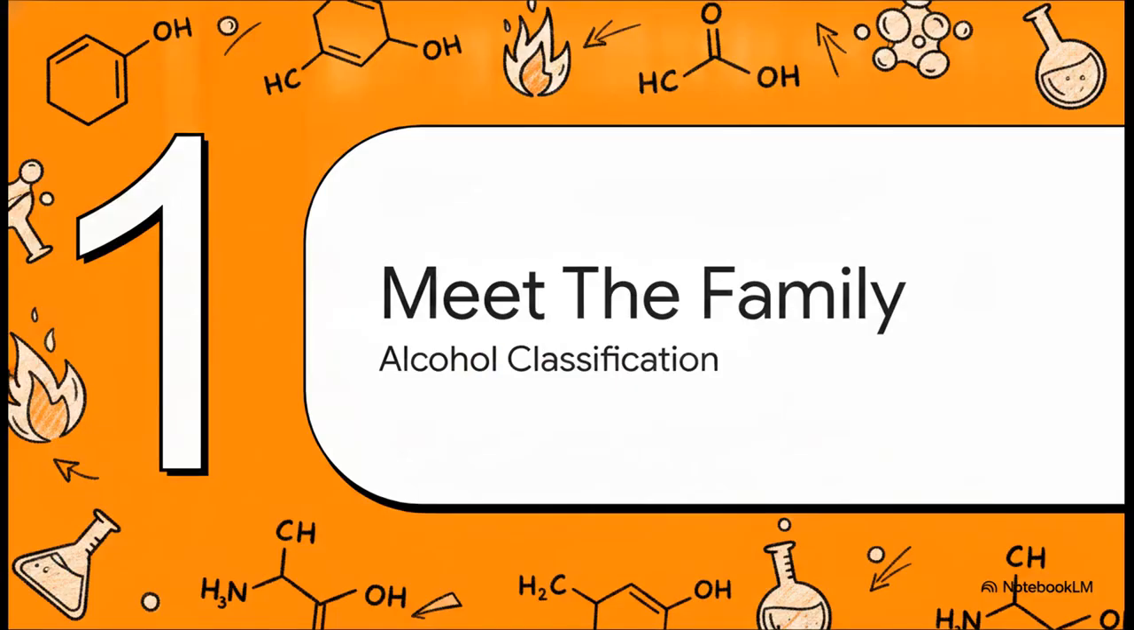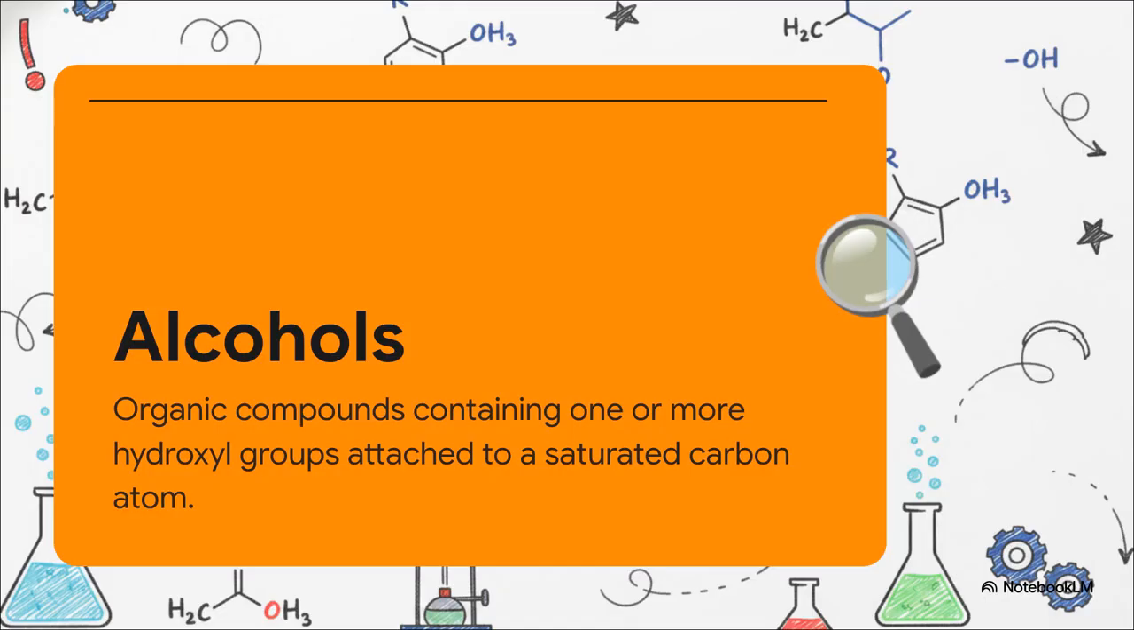Section 1. Meet the alcohol family. Let's look at what actually defines this fascinating group of chemicals. So what exactly is an alcohol? Simply put, it's an organic compound containing one or more hydroxy groups attached to a saturated carbon atom. It really all comes down to that hydroxyl group, the ROH. The R is just the rest of the carbon chain, right? But that tiny OH part, that is the absolute star of the show. It's the anchor that gives methanol, ethanol, and propanol their completely unique identities.